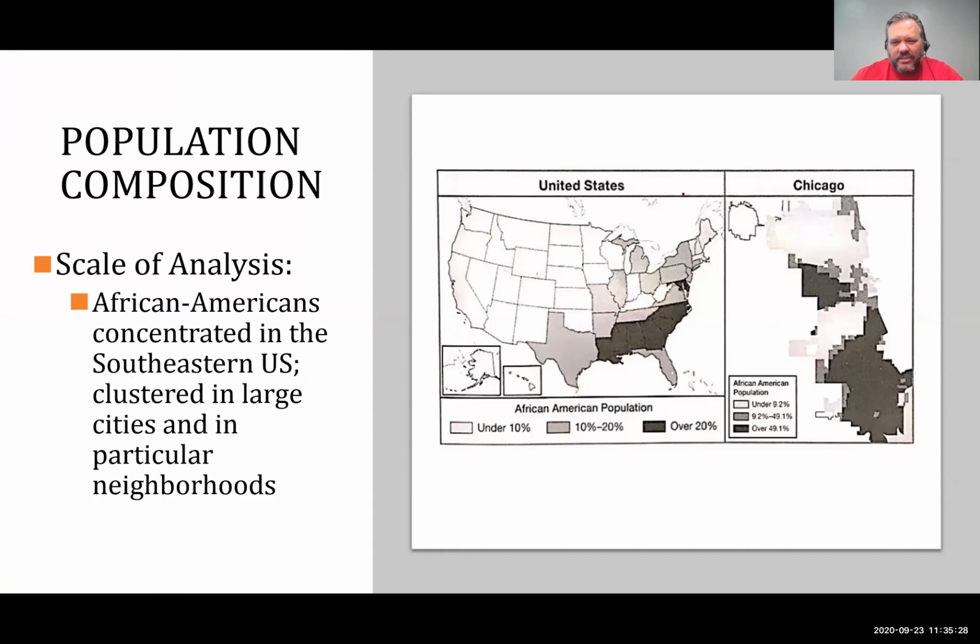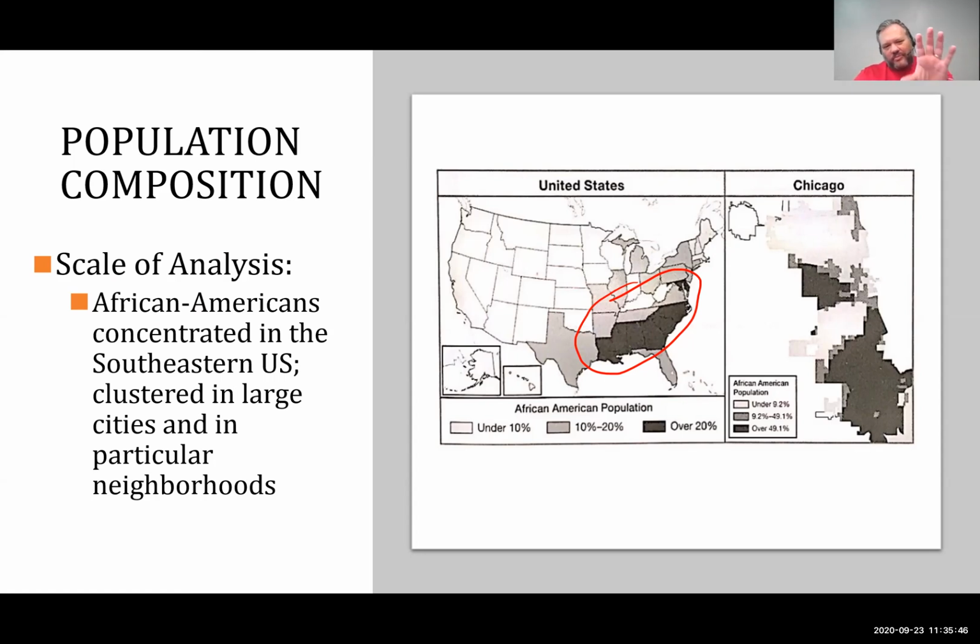So scale of analysis, if we look at where African Americans live in the U.S., it's primarily in the Southeast. But if we go up to certain areas, so here's Chicago, again, this would be a more local scale of analysis, then we can start to see different patterns emerge. And we've done scale of analysis a decent amount.